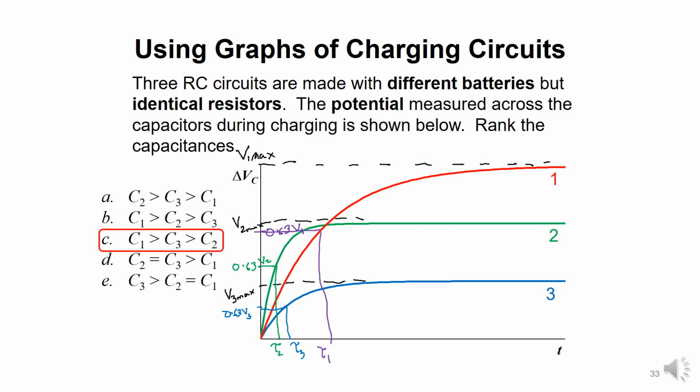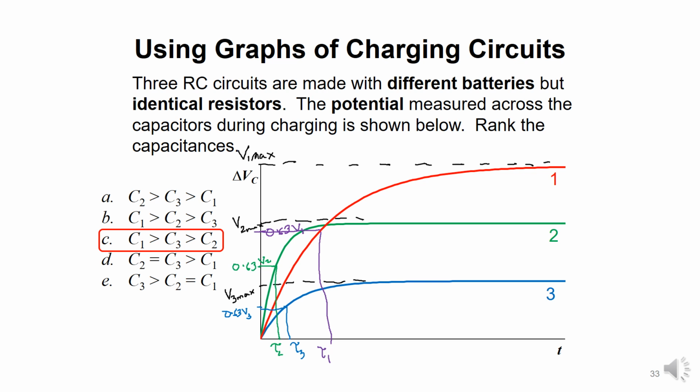All right, so this is how we do this sort of problem. Draw lines at 63% of the maximum, then figure out at what time they reach this value, and that time is your time constant. So this tells us from what we have, graph 1 has the largest tau, followed by graph 3 and then 2. Okay, and using the same logic as the previous slide, they all have the same resistor, so they must have different capacitors. So the biggest time constant should have the biggest capacitor. Okay, and we end up with option C as the answer again.